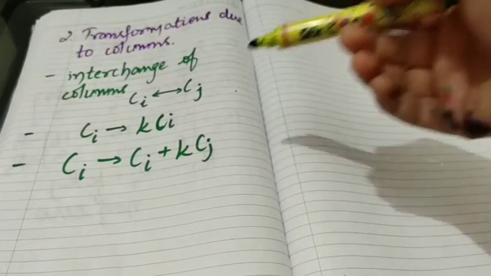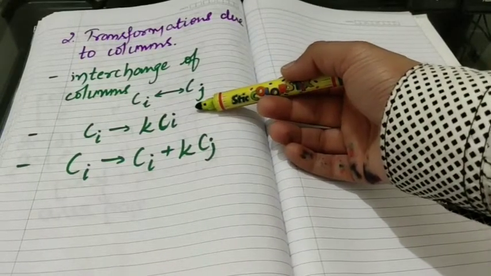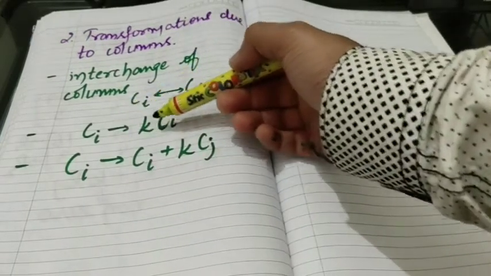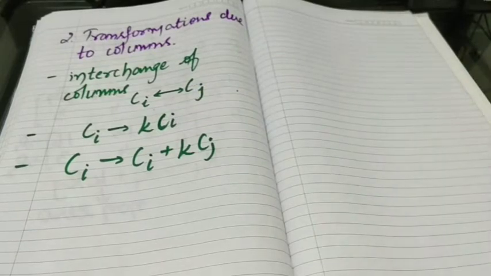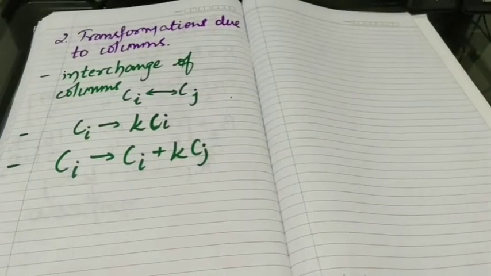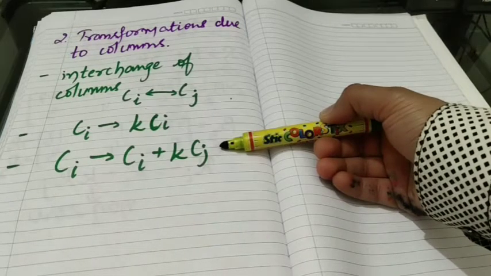Second is multiplying elements of the column by a non-zero number, that is Ci changes to k times Ci, where k is a non-zero number. And third is adding a column or a multiple of a column to another column.